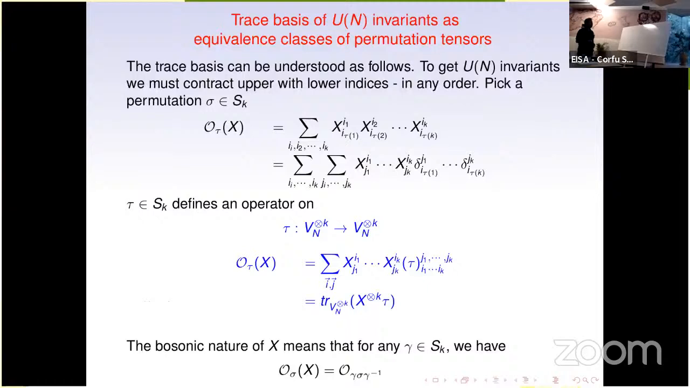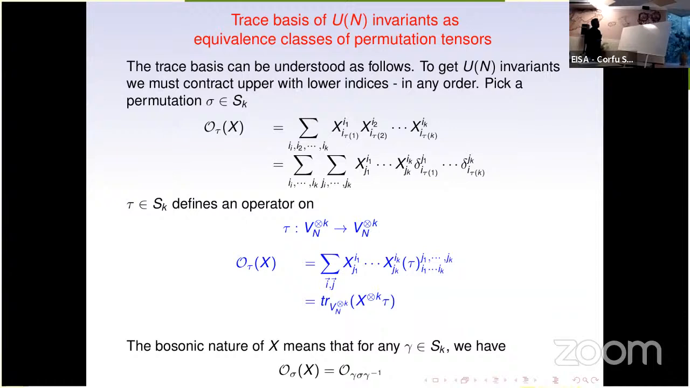So the trace basis that I just talked about for U(N) invariants, there's a convenient way to think about it in terms of permutations. So let's say you have degree k. There are two kinds of permutations that will happen in this talk. U(N), where i goes from 1 to N, and another, so U(N) will later be replaced by S_N. For now, it is just U(N). But also when you have degree k invariants, there's an S_k.